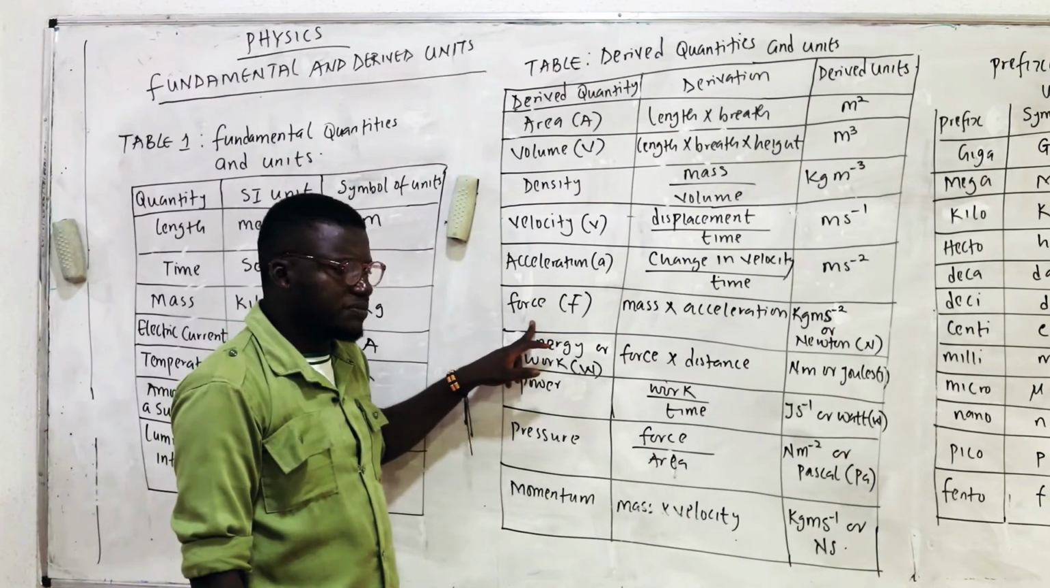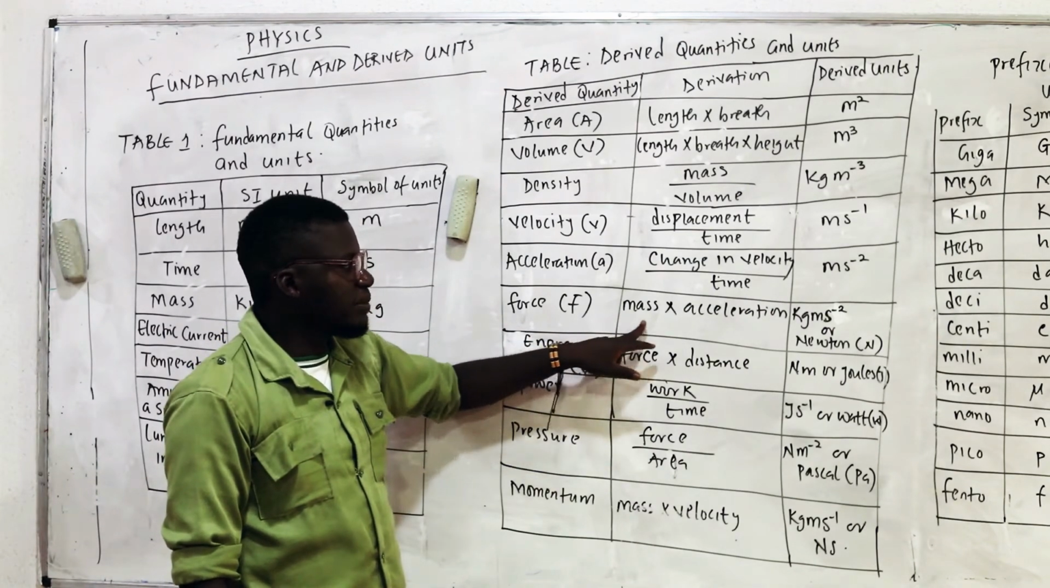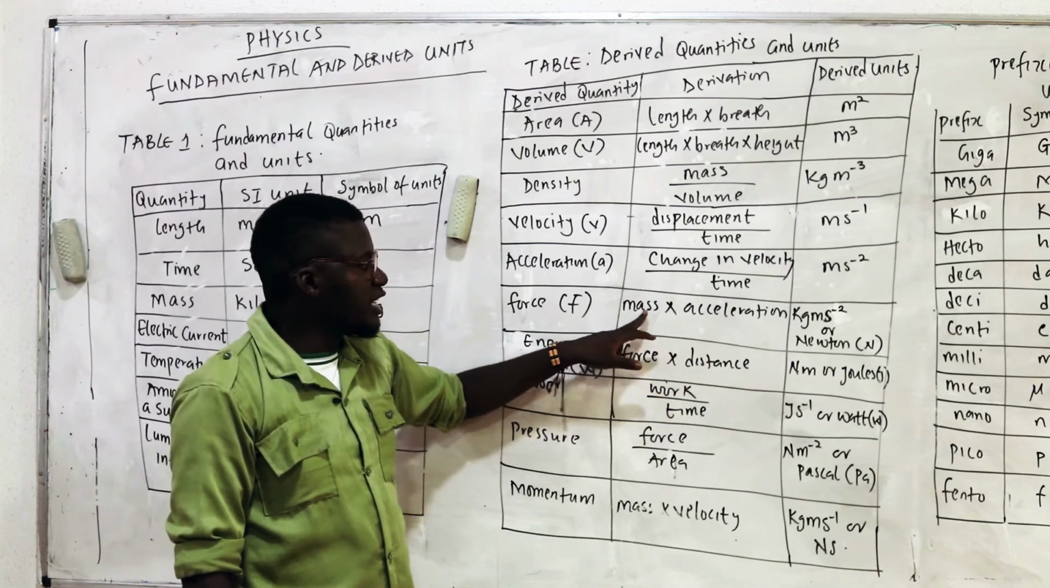Now I have force. Force is given as mass times acceleration. Mass is measured in kilogram.